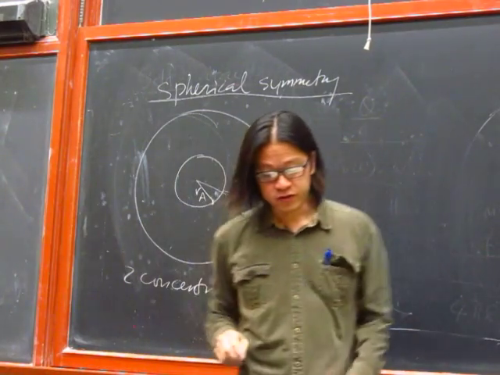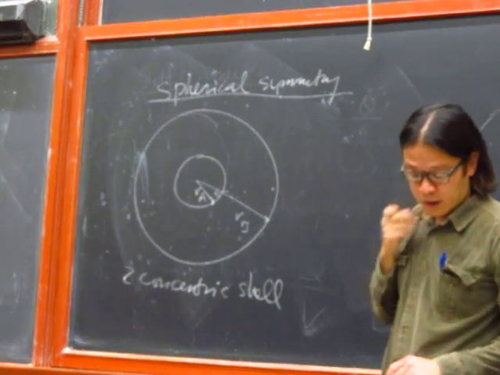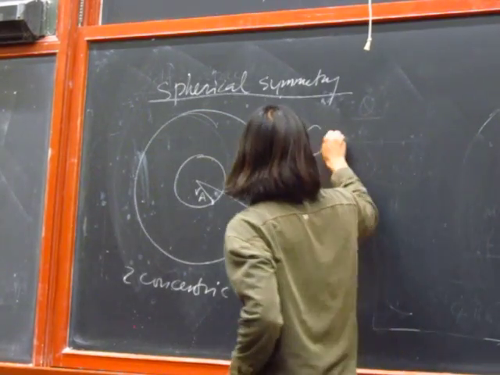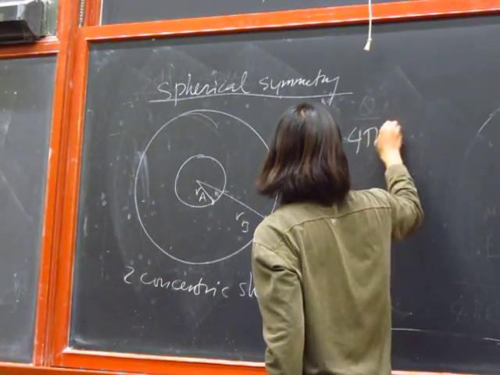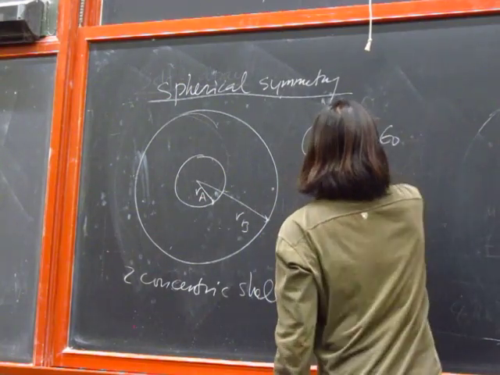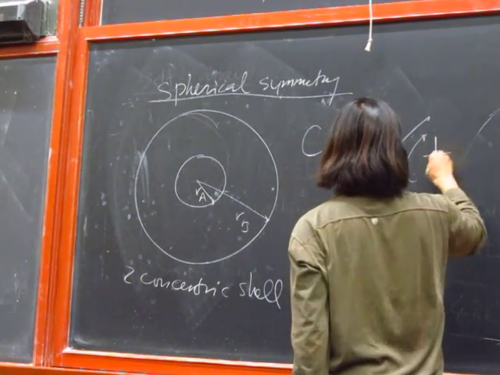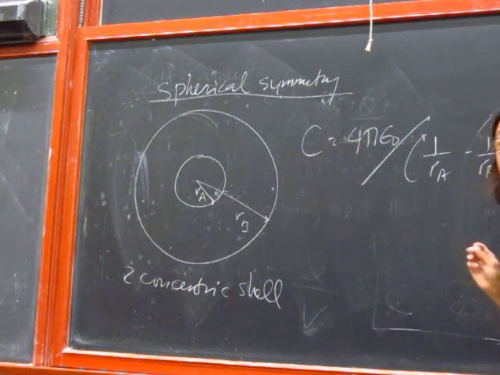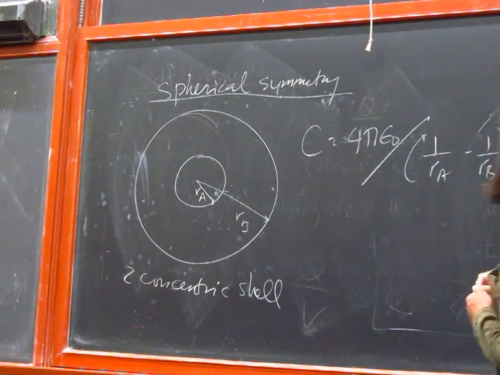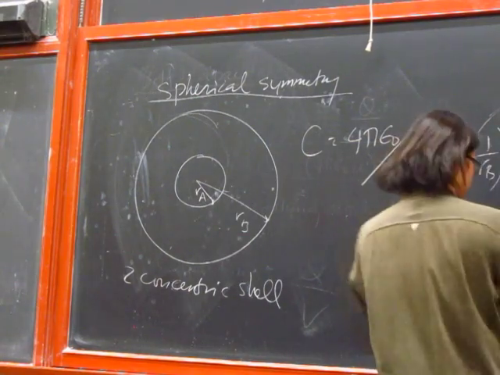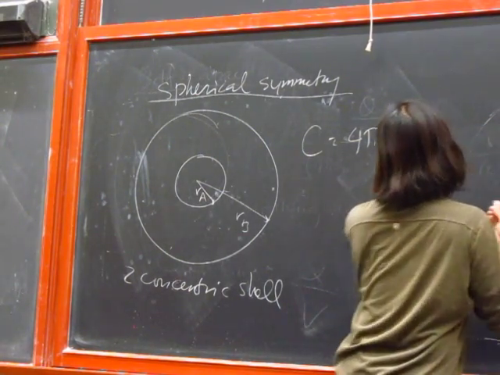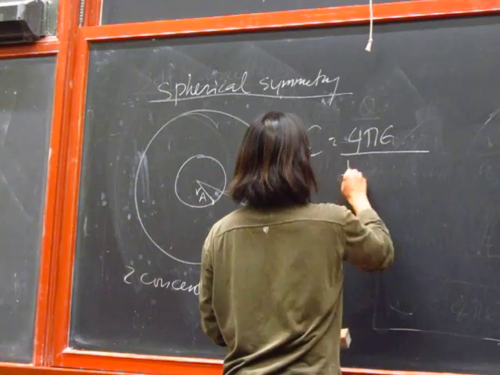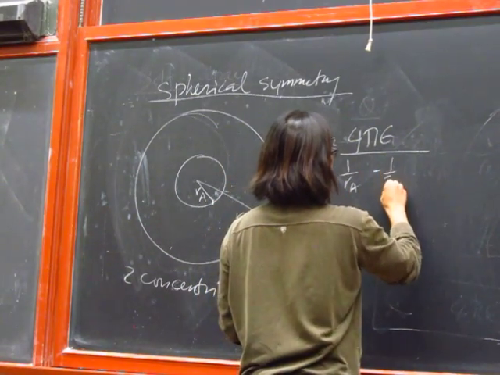I'm not going to do this, you can do this at home. You'll find that the capacitance is given by 4 pi epsilon naught divided by 1 over RA minus 1 over RB.